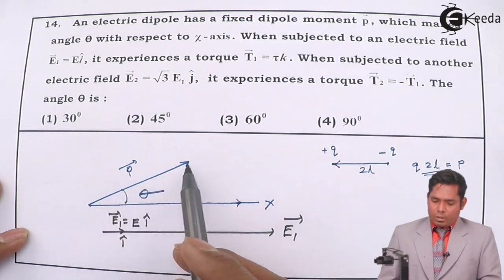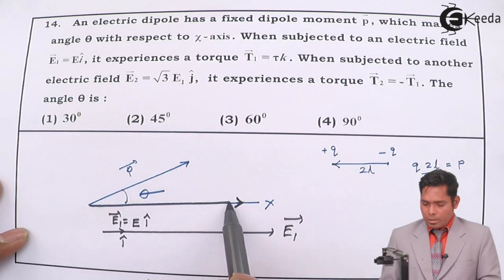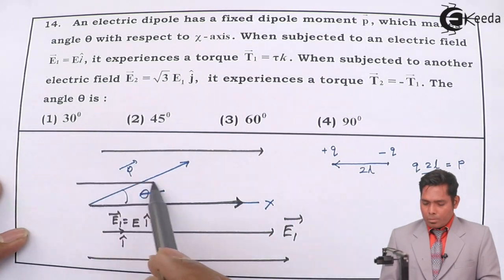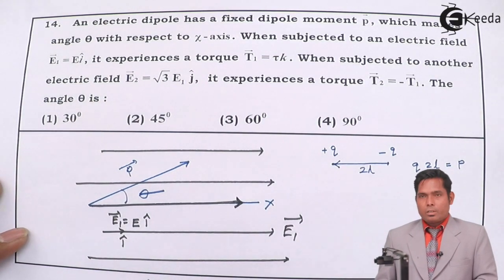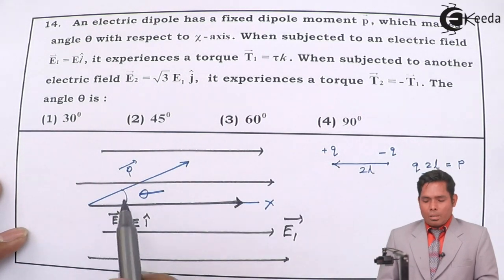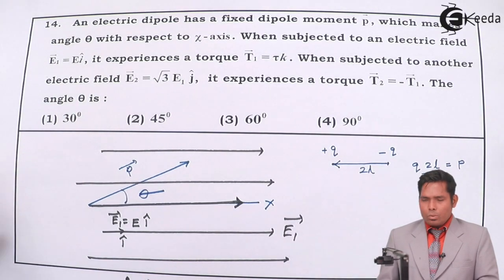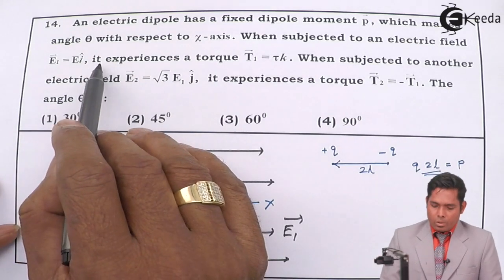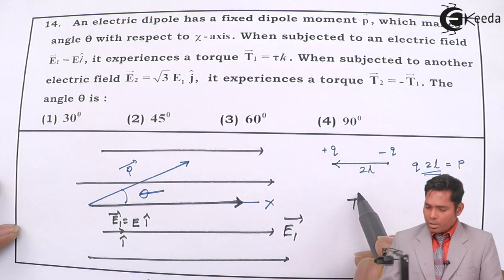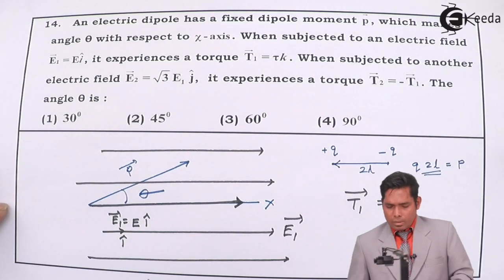Now this dipole is placed in this electric field, which acts only in this direction. So when this dipole is placed in this electric field, what will happen? This is P and this is your E1 vector. We know that there will be a torque. So it experiences a torque tau 1, or T1. This is the torque given.